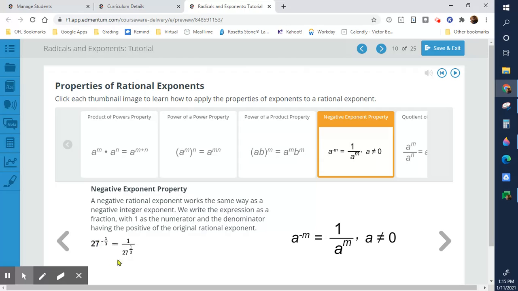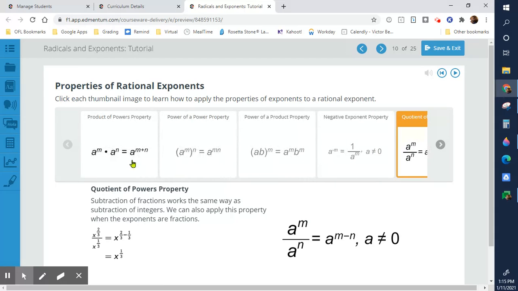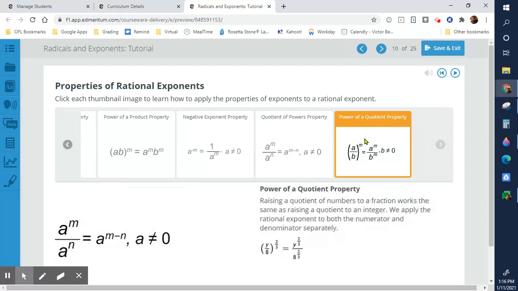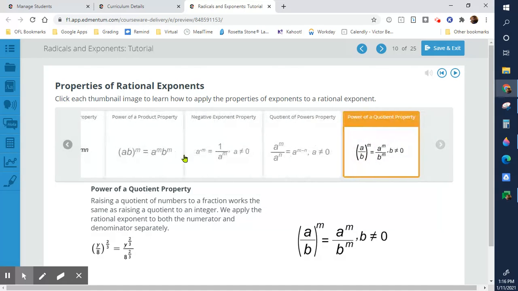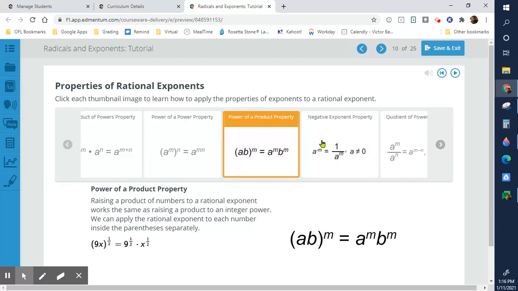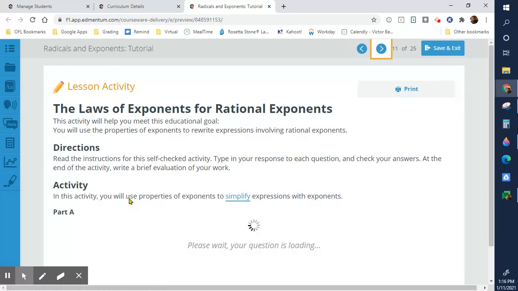The quotient of powers property is just saying we're subtracting, very similar to the product of powers property. It's just that now we're subtracting instead of adding. And the power of a quotient property is basically the distributive property again, but this time it says it's okay to do it with division. So most of that is exactly the same as how we learned it in the last lesson. They're just saying you can apply it to these lessons.